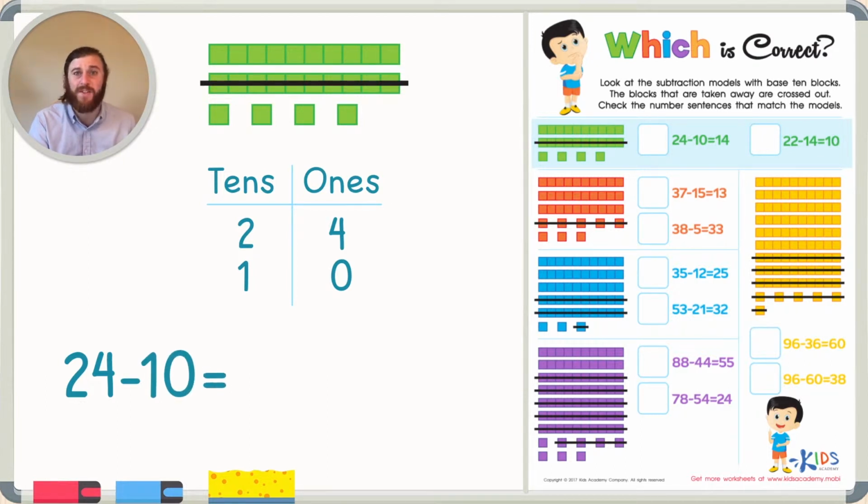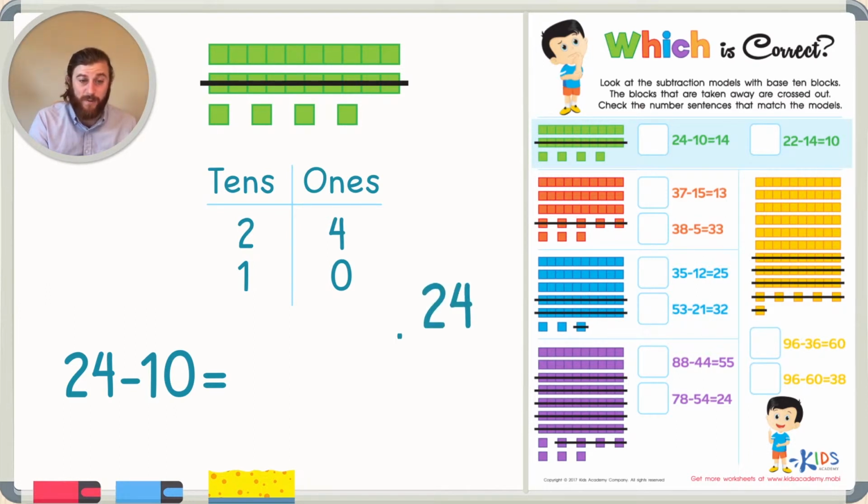Now, before we even subtract, we can see if we know the right answer by taking a look at our answer choices. The first answer choice says 24 minus 10 equals 14. That looks pretty good because it has the 24 and the 10. The other answer choice has 22 minus 14. That doesn't look so good because we don't have 22 or 14 in our number sentence.